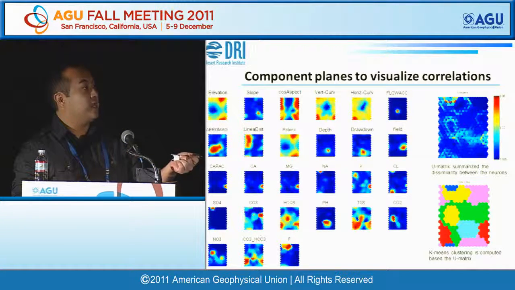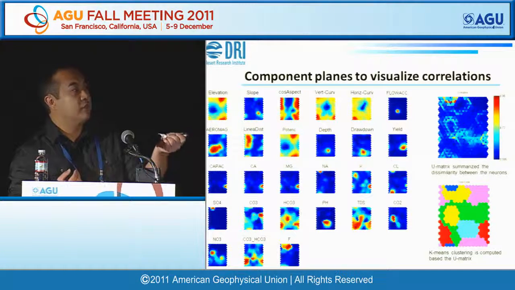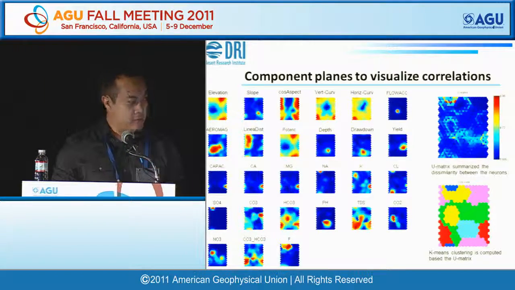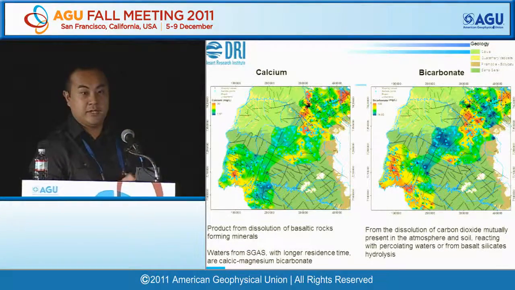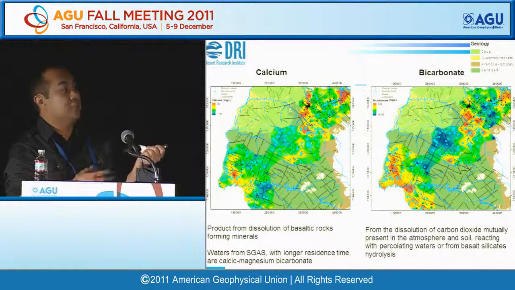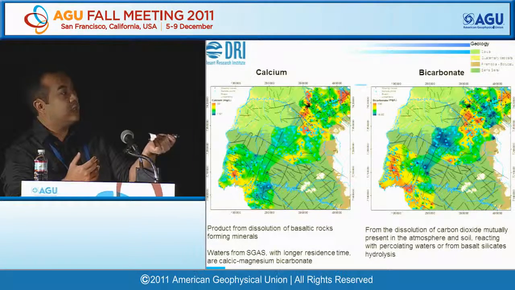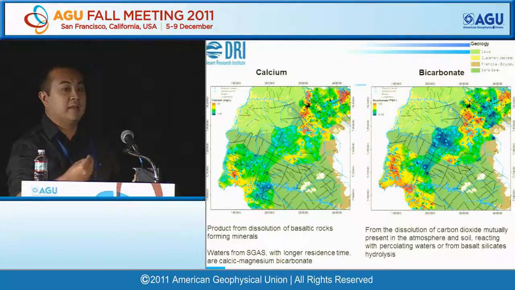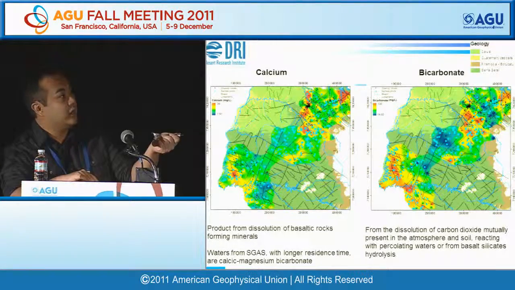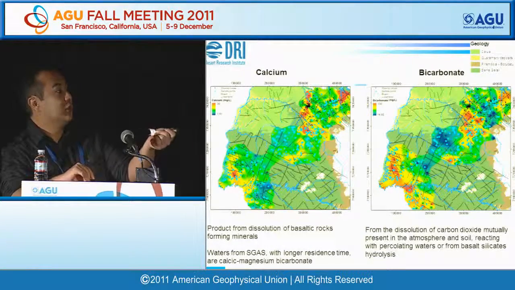The unified matrix summarizes the dissimilarity between the nodes, which are the units of these maps, and the K-means clustering technique is calculated over this U matrix. I'm going to show just a couple of maps given the limit of time. These are the results for calcium, which is a typical element of the Serra Geral aquifer system. In the light blue colors here, we have the samples where we actually have the measure for calcium, while the black dots are where we have missing values for these wells. So we have here the fractures.